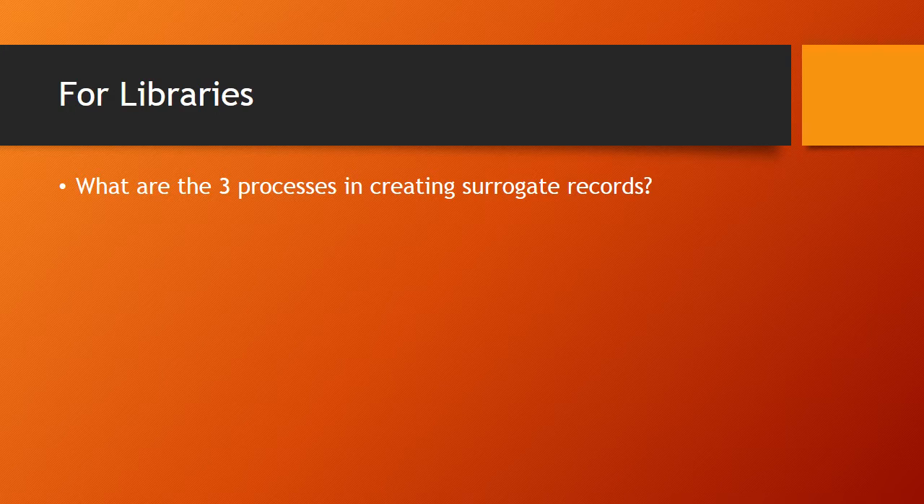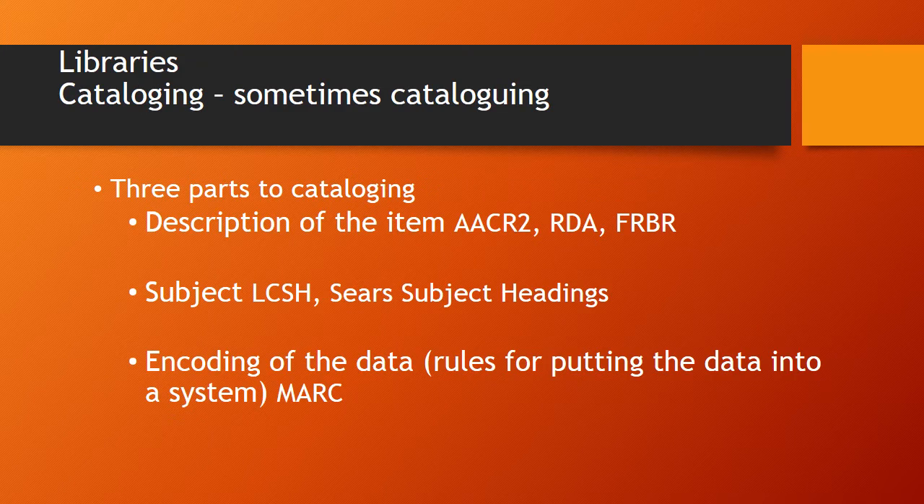Last week we also talked about three processes in creating surrogate records. Description of the item using content standards such as AACR2, RDA, or FRBR. Subject analysis, which uses authoritative subject headings like the Library of Congress subject headings, Sears subject headings, and you will see on the Google Doc a description of what medical subject headings are about.